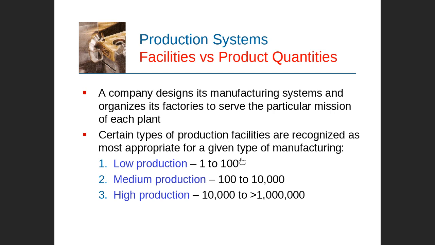Low production is 1 to 100. When you come to medium production, it is 100 to 10,000. Can you imagine the relation between them? Is there a relation between low and medium? Definitely, the system is totally different. Why totally different? This company is working not by part but by batch.